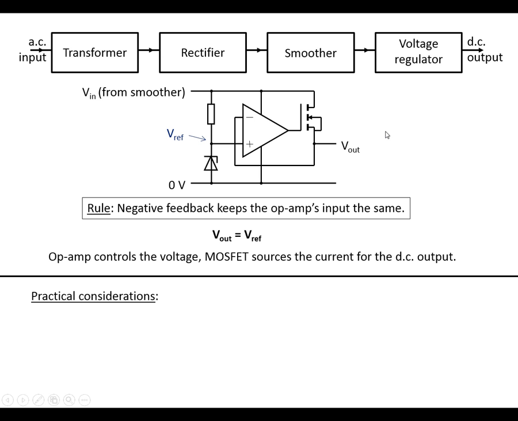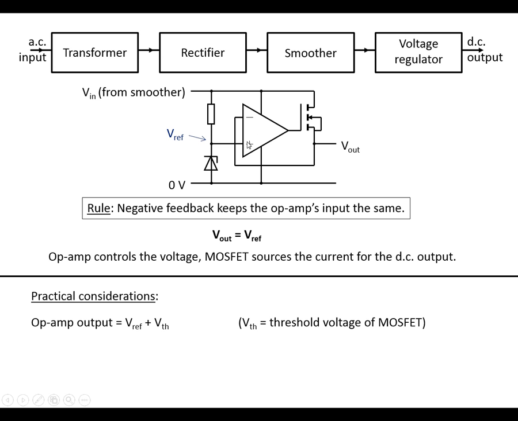A few practical considerations. The op-amp output to the gate of the MOSFET has got to be at least the threshold above Vout. So in order to get this conducting, we need at least the threshold voltage between the gate and the source. So the output here is going to be the threshold above the reference voltage.